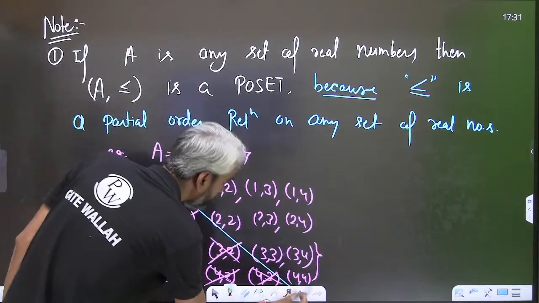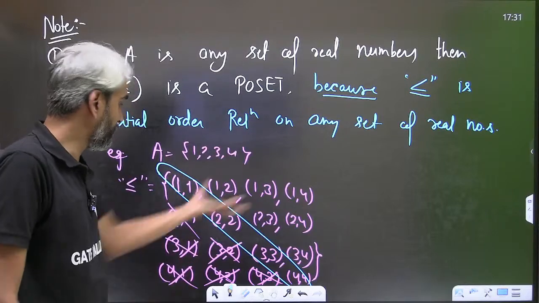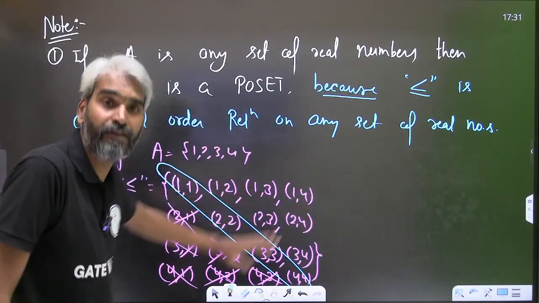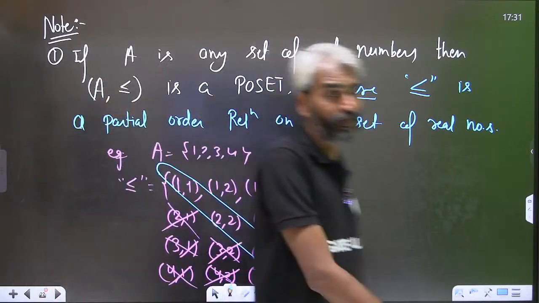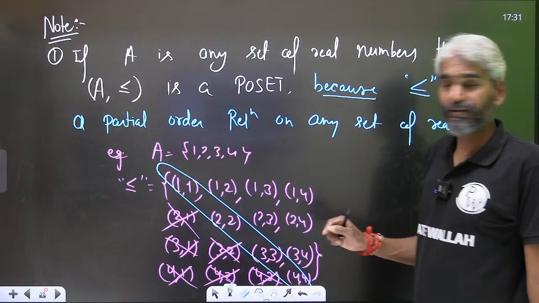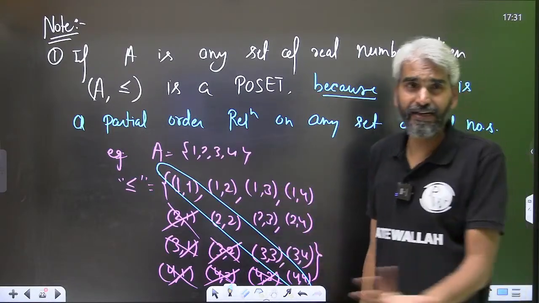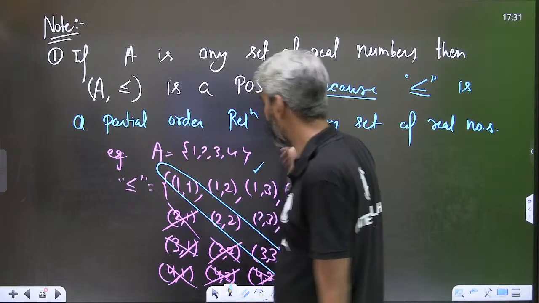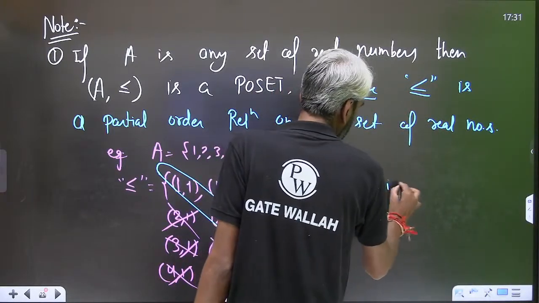So, is it a partial order relation? Yes, sir. It is reflexive. Is it antisymmetric? Only the ordered pairs from one side are available; no ordered pair from the other side is available. So it will be antisymmetric as well. Is it transitive? You can check. 1,2 and 2,3, therefore 1,3 will also be there. 1 is less than 2 and 2 is less than 3, therefore 1 is guaranteed to be less than 3. Therefore, it will always satisfy the transitivity property.